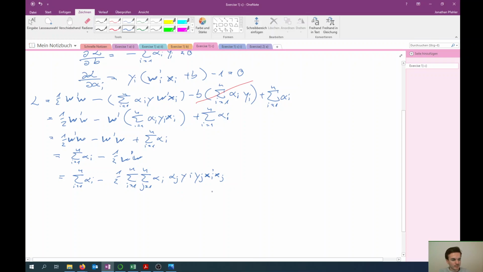And now, why did we do this? Because now the only parameters we are left with are the alphas. So we can pretty easily optimize this, as we have as many alphas as we have observation points. So we can get our estimates for alpha, and then we can get the support points or support vectors.